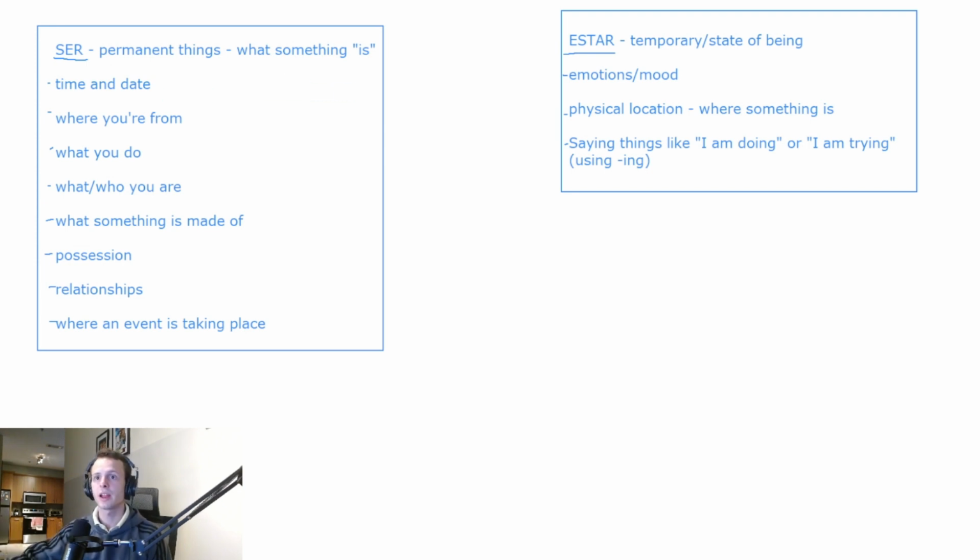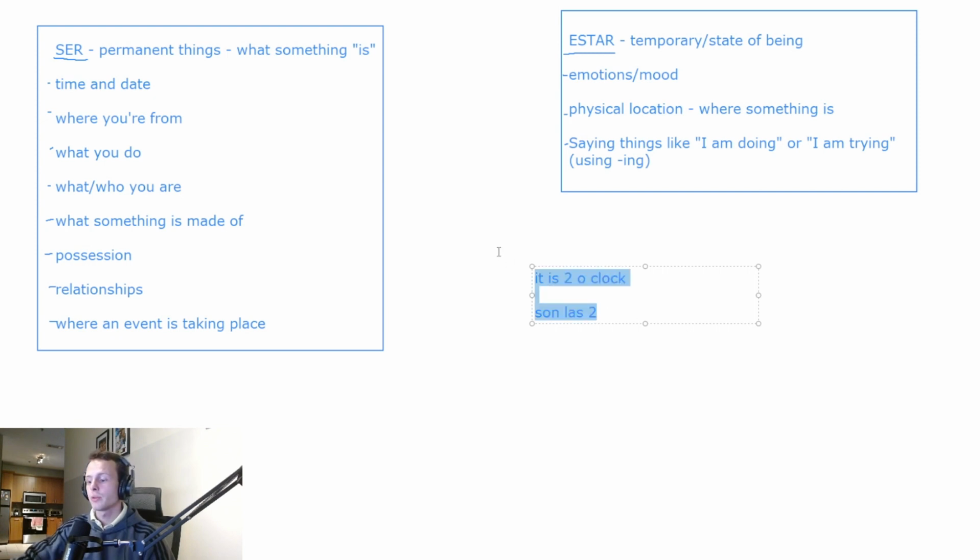So first up, we've got time and date. Whenever you say, it is 2 o'clock, then it's just going to be son las dos, and you're using ser. You're not going to say estar, because why? You might say, but the time of day is temporary. It's going to change. Like if it's 2 o'clock now, in a minute it's going to be 2:01. Yes, but remember that ser is describing what something is. The time is what it is. It is 2 o'clock. You can't change that. Nothing that you do is going to change the fact that it's 2 o'clock. So it is what it is.